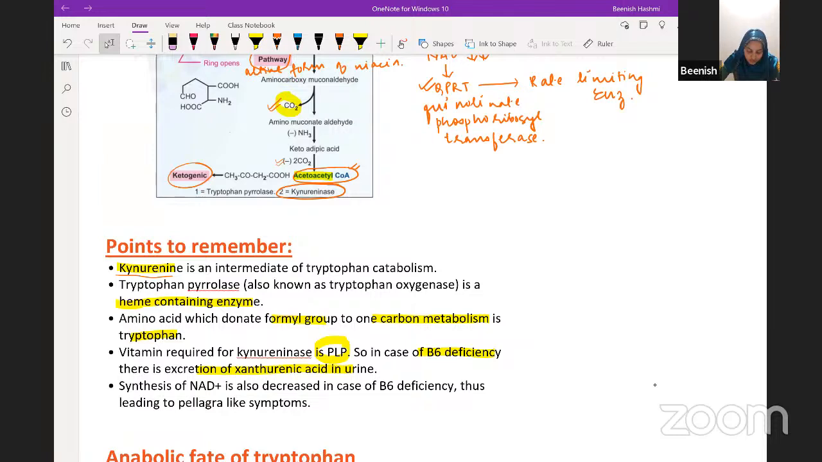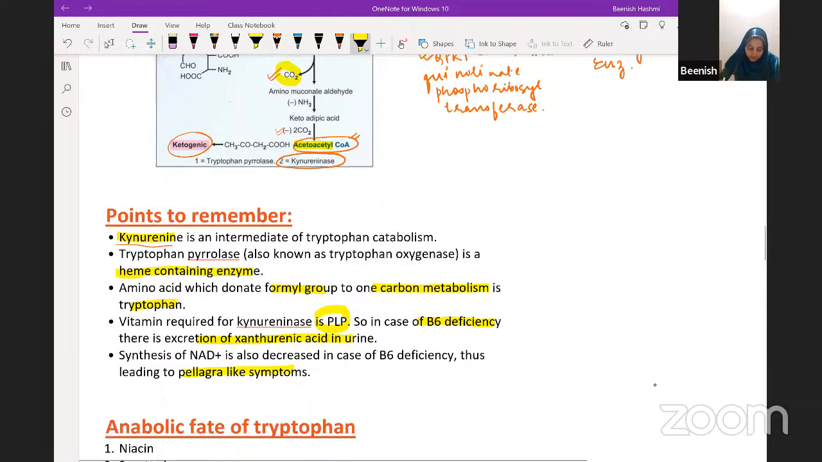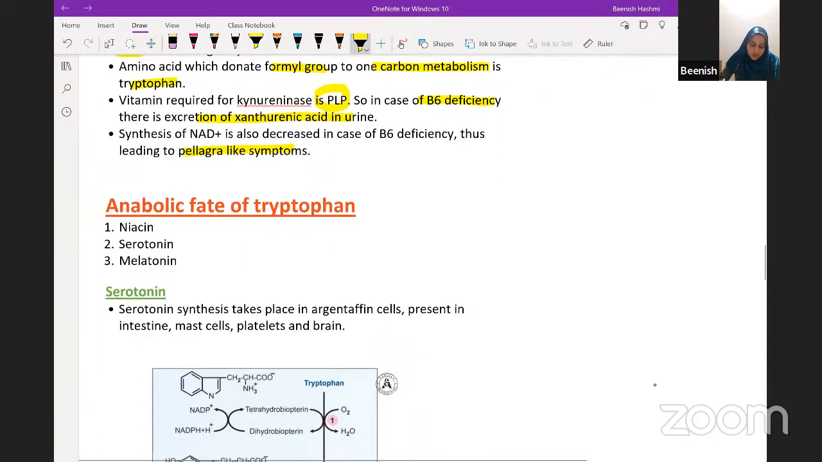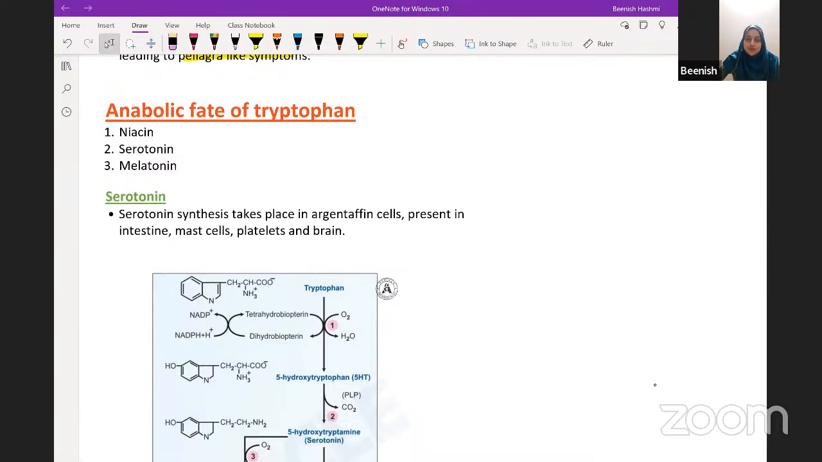Then synthesis of NAD plus is also decreased in case of B6 deficiency, leading to pellagra-like symptoms. Okay. Now talking about the anabolic fate of tryptophan. As we said, it is involved in the synthesis of niacin, serotonin, and melatonin. So we'll take each of them one by one. Your serotonin synthesis takes place in the argentaffin cells, which are present where? In the intestine, mast cells, platelets, and brain.